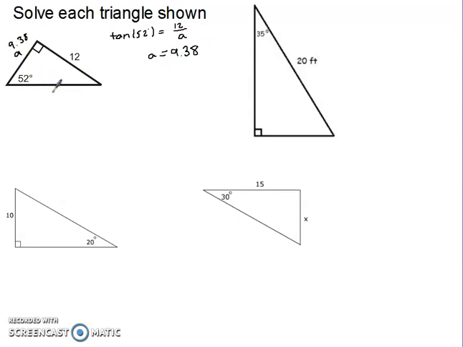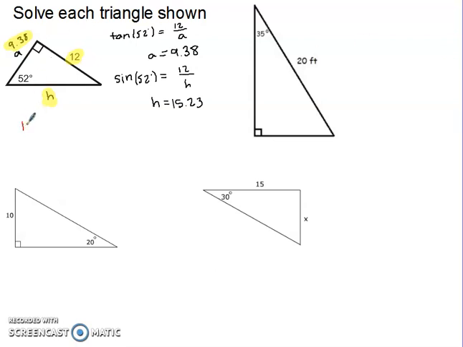To find the hypotenuse, I have the opposite side and the hypotenuse, so that would be sine of that 52 degrees is equal to the opposite leg, which is 12, over the hypotenuse h. And solving, h is going to equal approximately 15.23. So we've got all 3 of our sides. The only other thing that we are missing is our third angle.